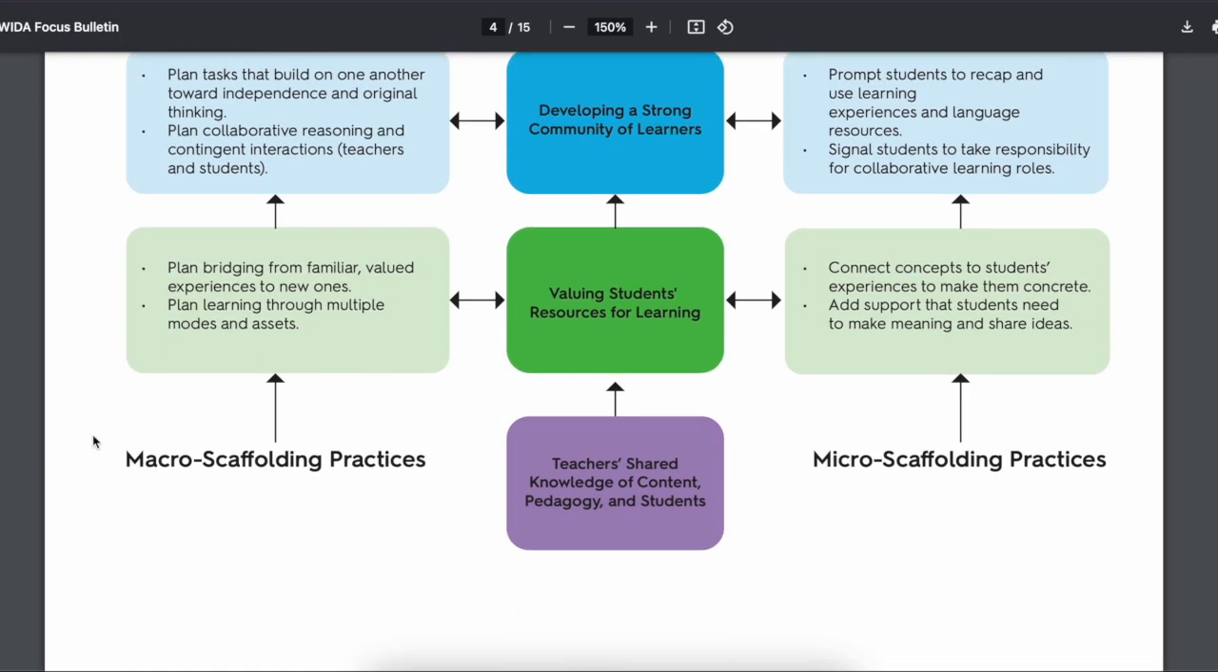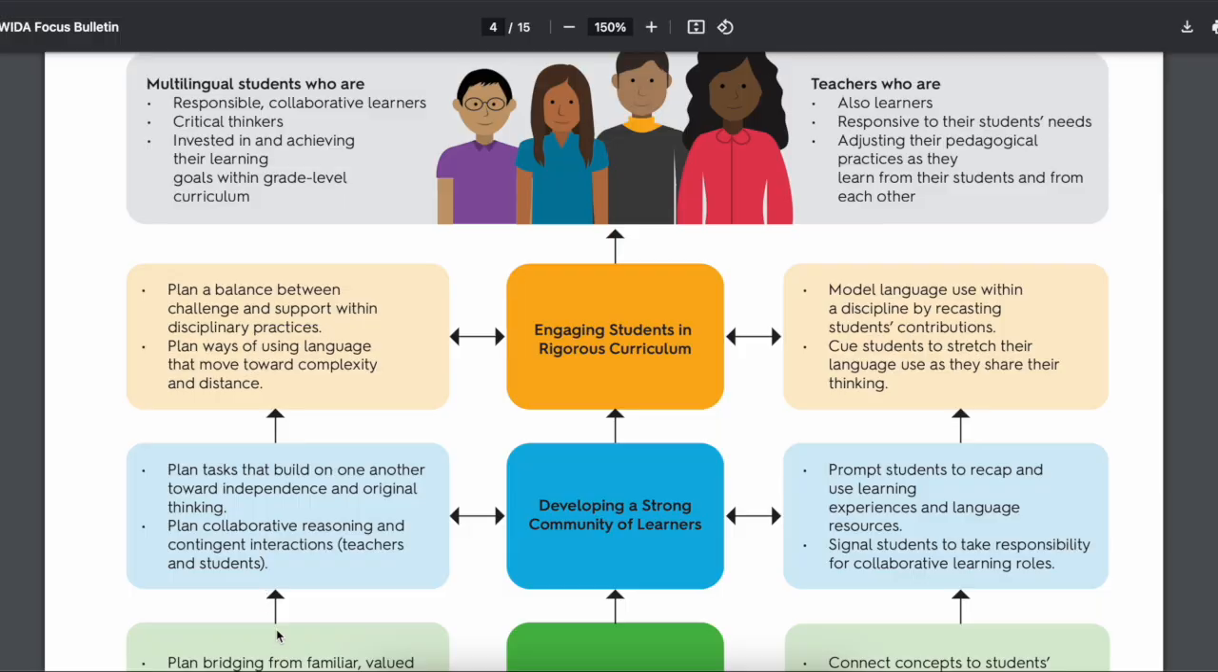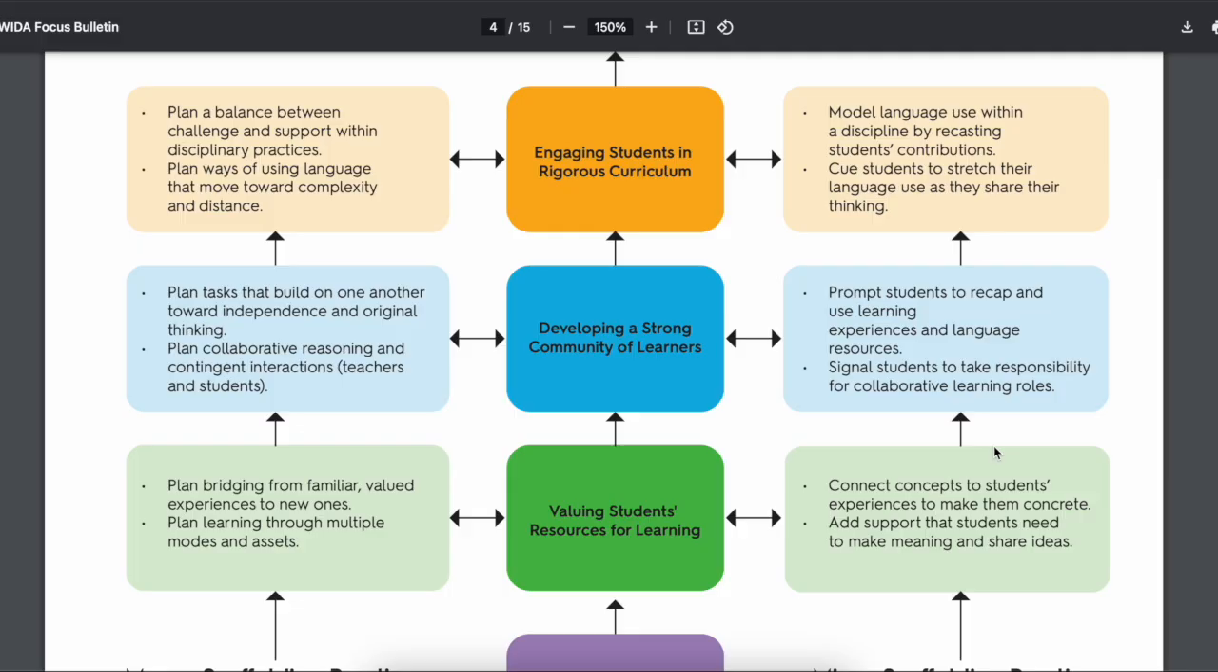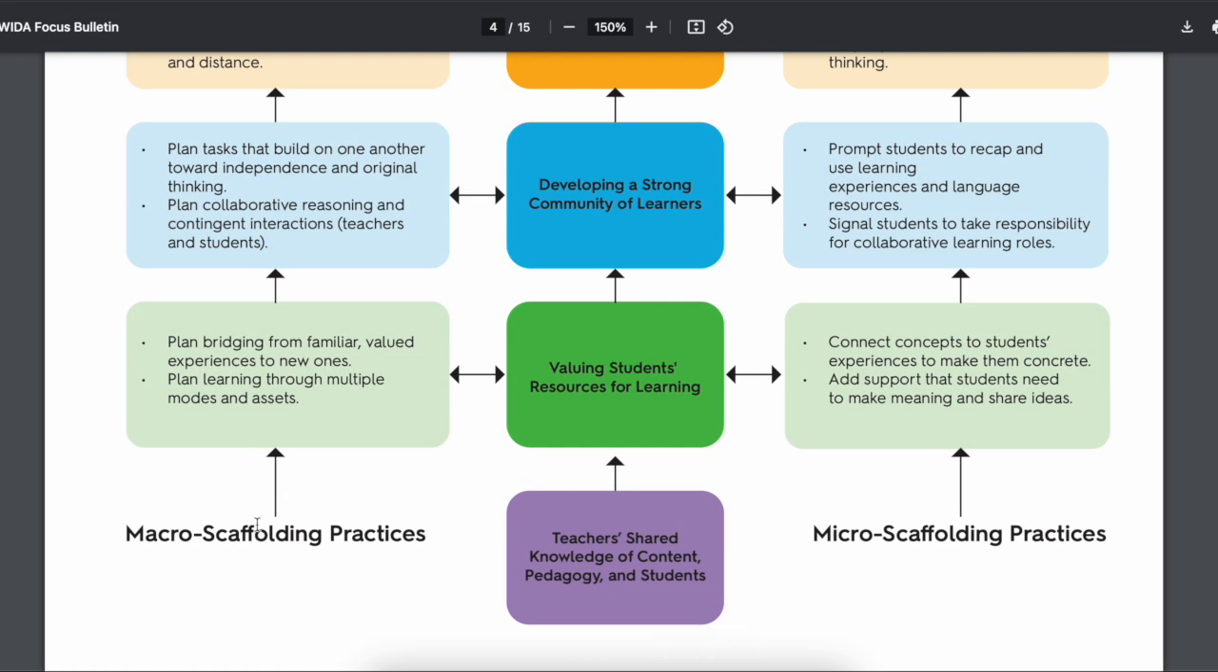So when we're thinking about the macro scaffolding practices, sorry, I said teacher-student, but teacher lens, student lens, macro scaffolding is what we're planning for students to engage in the classroom. And then micro scaffolding is what we're doing in the moment. So we might model something. We might cue students in the moment when they're struggling, prompt them, signal them to do certain things. We might facilitate a connection to students' lived experiences to get them to connect to their existing funds of knowledge, to make sure that they're making meaning, right? So all of these practices are great, macro and micro.